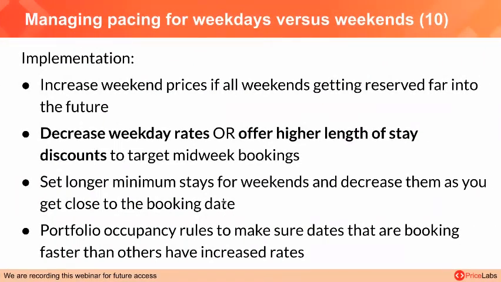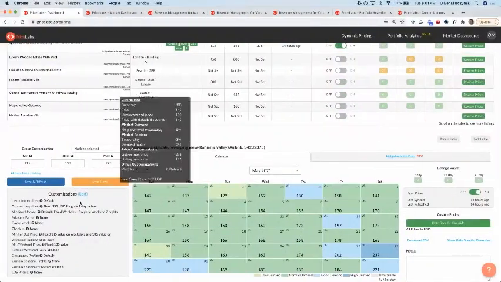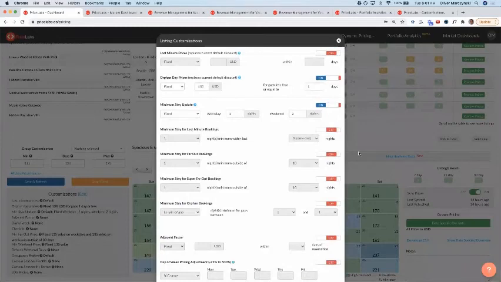Alrighty. Next one, setting longer minimum stays for weekends and decreasing them as you get closer to your booking date. So if you are getting booked solid on your weekends, at a minimum, you should have that 2-night minimum in for your weekends. What you can do though, experiment with a 3-night minimum. Try to get that additional night booked. So instead of just Friday, Saturday getting booked, you can get Friday, Saturday, Sunday, or Thursday, Friday, Saturday.